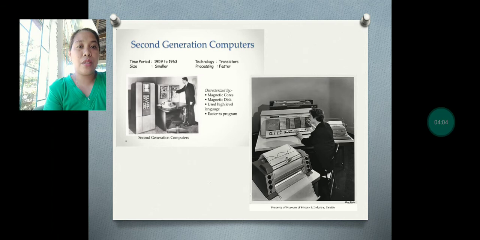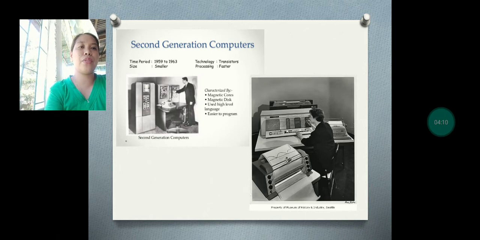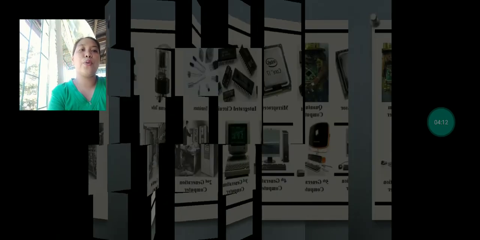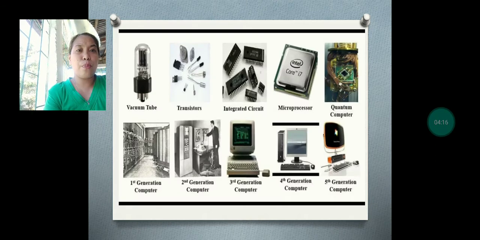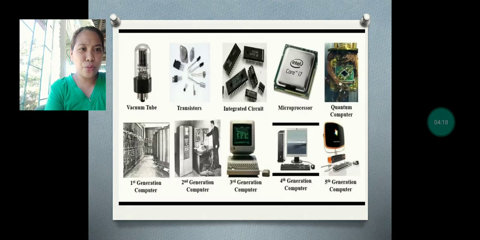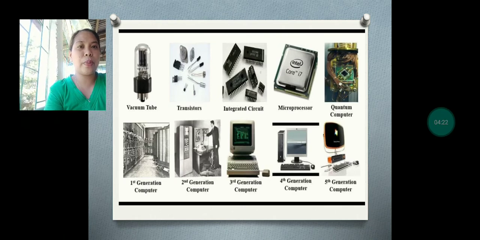Compared to the first generation computer, which was very big, the second generation computer became smaller. These are the main components of the different generations of computers. The third, fourth, and fifth generation computers will be tackled by the other reporter.